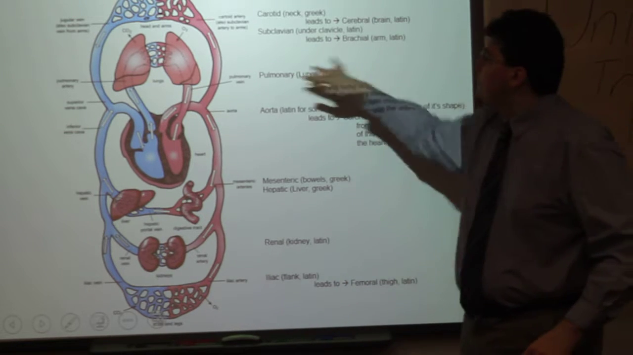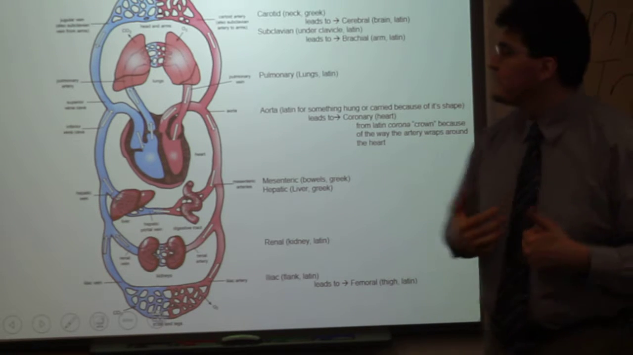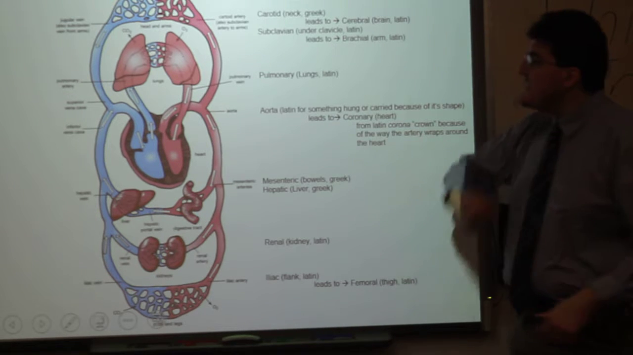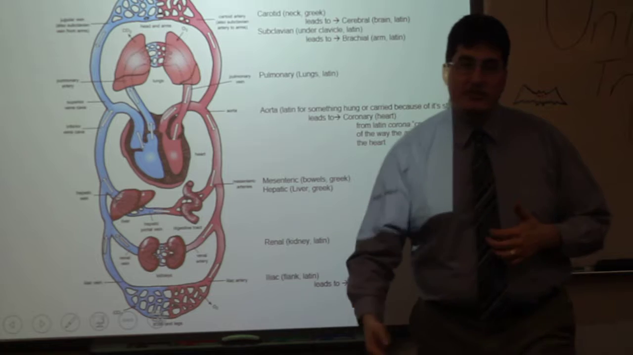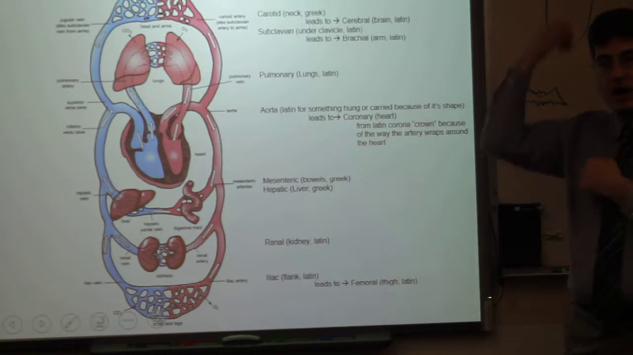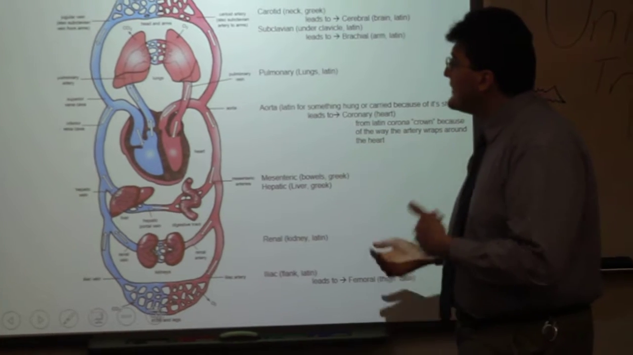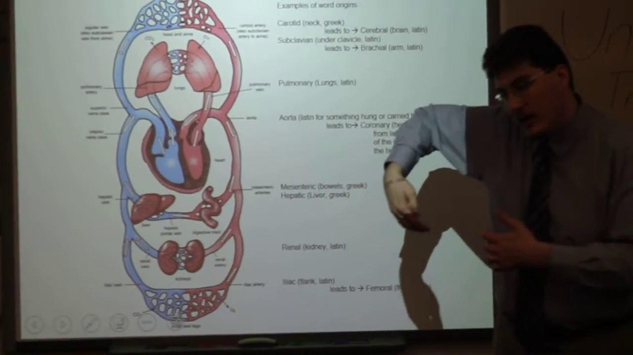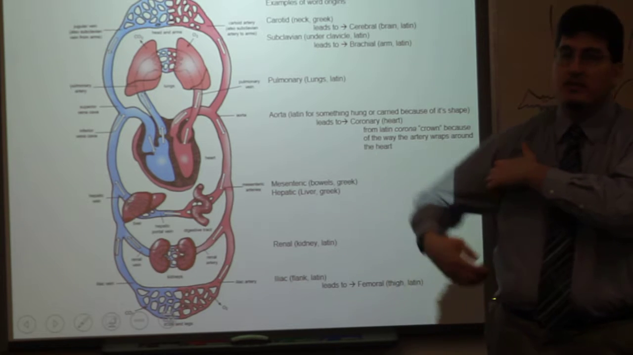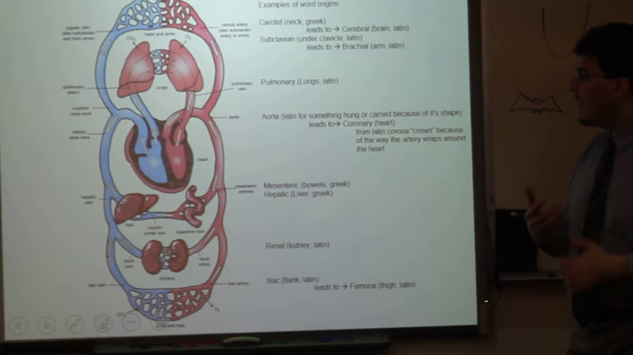Now, the pulmonary, the pulmones, is the lungs in the Latin. So the pulmonary arteries and veins will lead to the lungs. The aorta is Latin for something that is hung or carried because of its shape. It's basically an arm strap, like a strap or a loop. Because of its shape, the way that the aorta hangs over the rest of the great vessels, that's the way the aorta is described. Those lead to the coronary arteries.